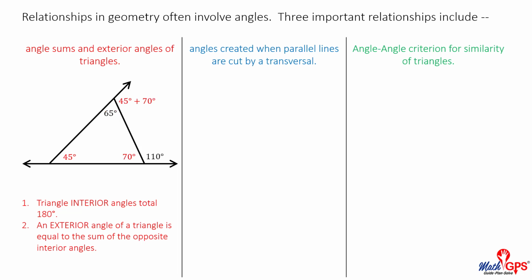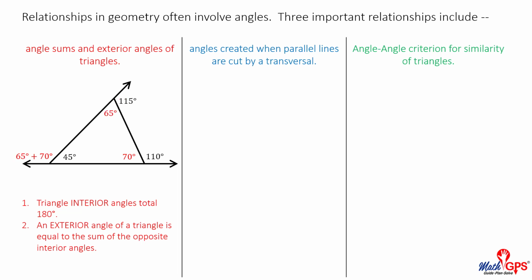The exterior angle adjacent to the 65-degree interior angle is equal to the sum of the opposite interior angles of the triangle, 45 degrees plus 70 degrees. 45 degrees plus 70 degrees equals 115 degrees. Notice also that the adjacent angles, 65 degrees and 115 degrees, when added, equal 180 degrees because they too form a line.